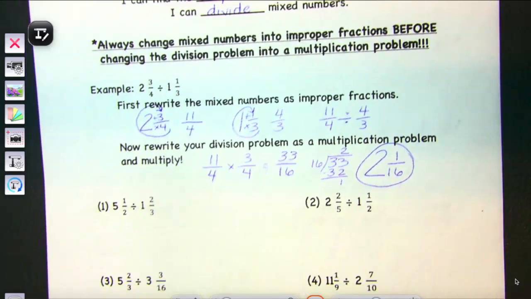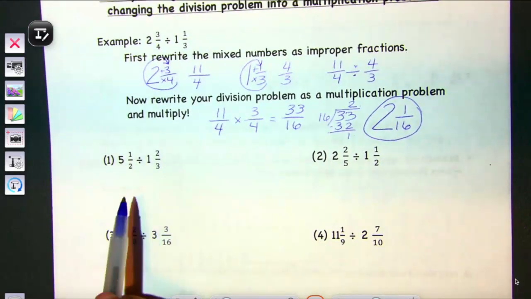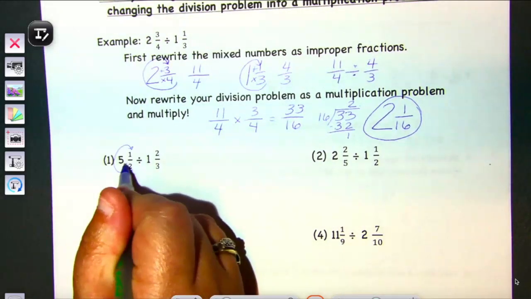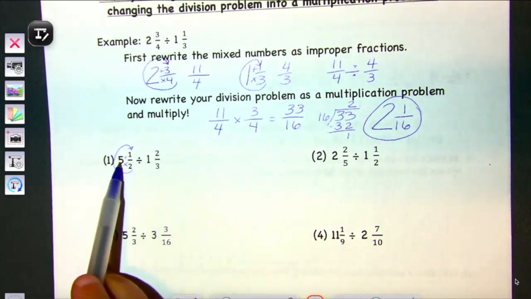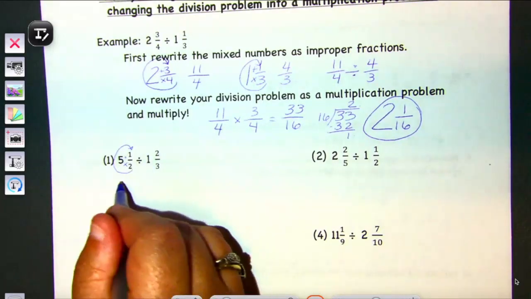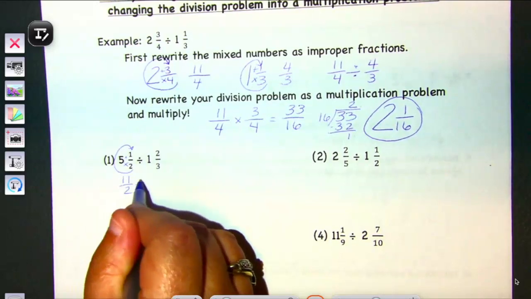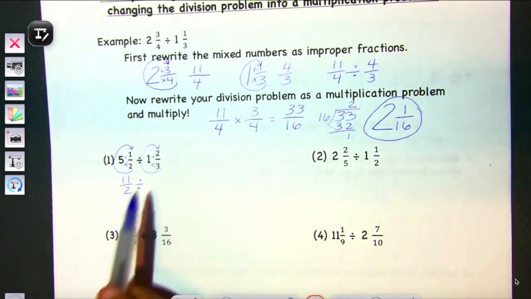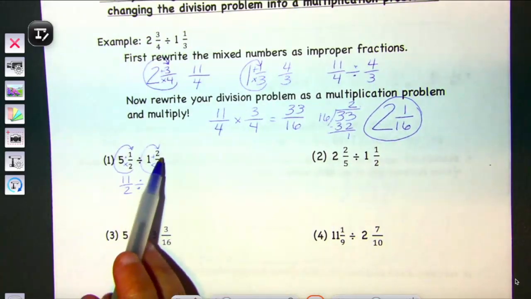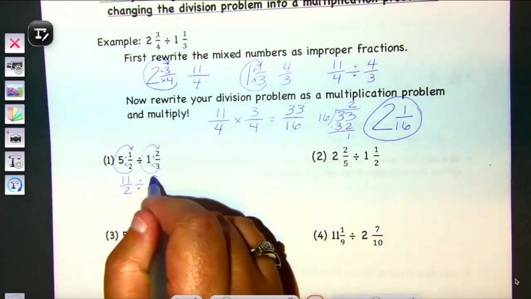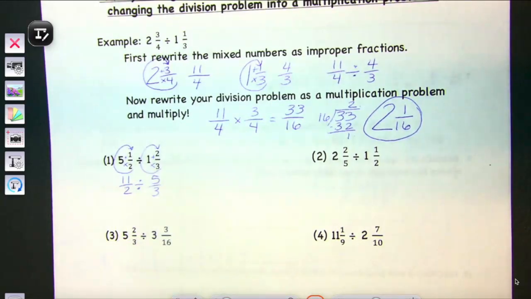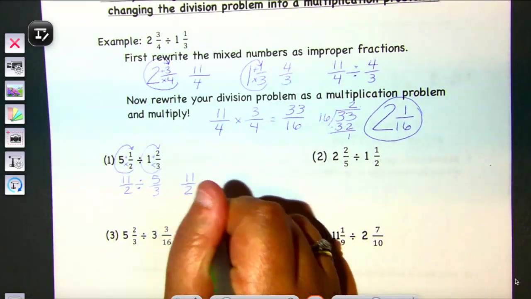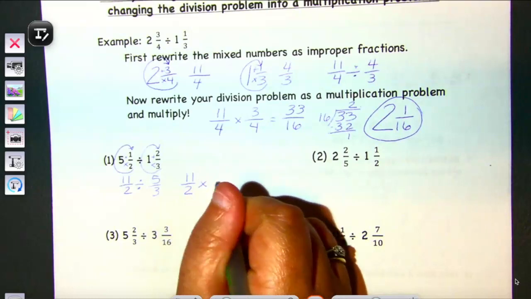Let's try some more. So let's change these to improper fractions first. So 5 1/2, if we do that circle-y thing and multiply and add, 2 times 5 is 10, plus 1 would be 11, so it's 11/2 divided by, and let's do the same thing over here. Let's do 3 times 1 is 3, plus 2, 3, 4, 5, that'd be 5/3. But now we've got to keep, change, flip. So we're going to keep the first one the same, change the sign to multiply, and now flip the second one.